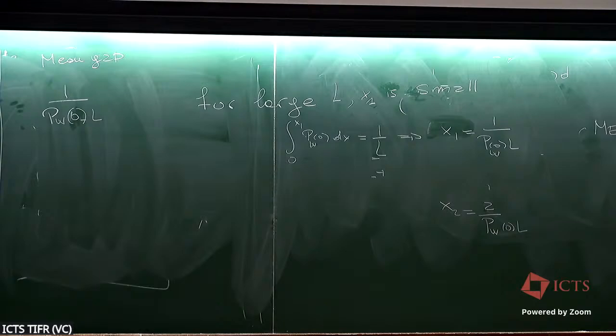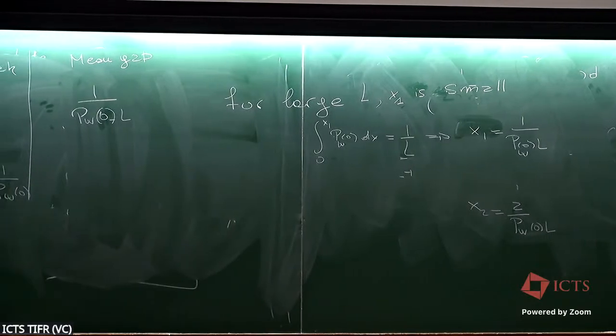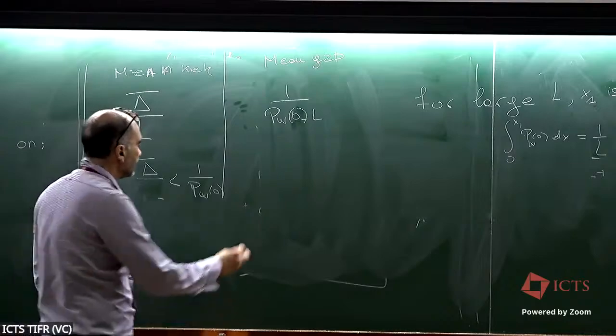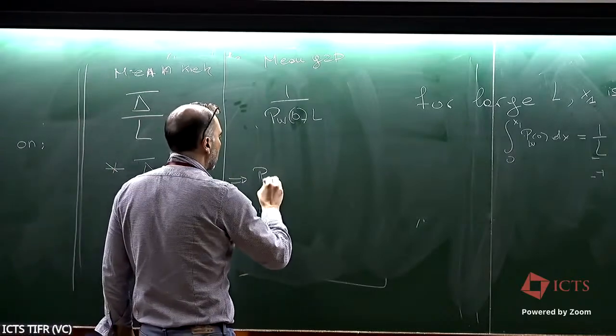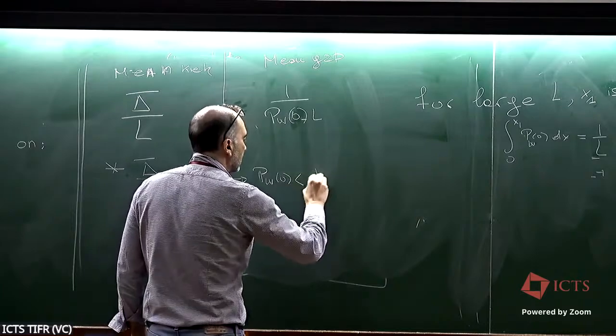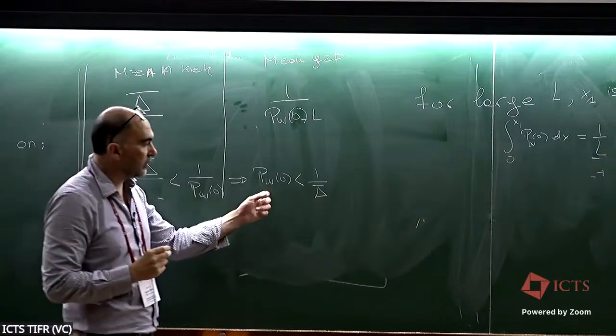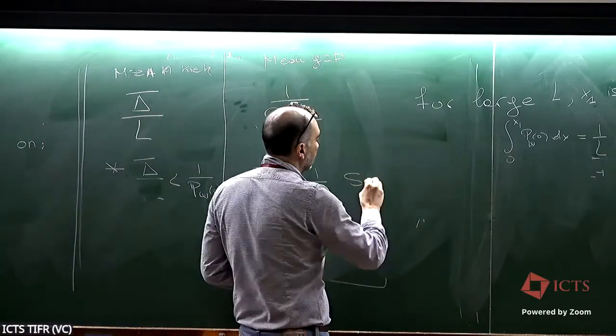Okay? So again, we have to compare these two numbers, and we have three situations that can occur. If the kick is smaller than this, so we can remove L because it's in both sides. If the kick is smaller than this, which means if PW0 is smaller than 1 over delta bar, which was the condition for the denominator, if this occurs, then you are subcritical.